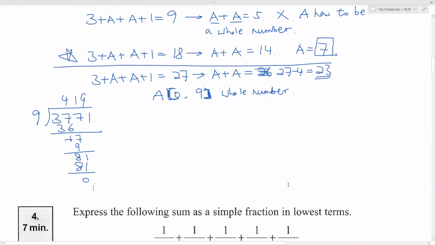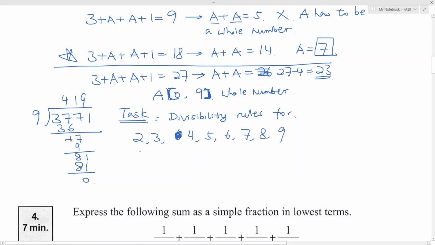Actually, I'm going to give you guys some extra homework. So this is an extra task here. I want you guys to find out the divisibility rules for, okay, this is a big task. But many students in my Mondays class already know this. So I need you guys to find out the divisibility rules for all of these numbers.